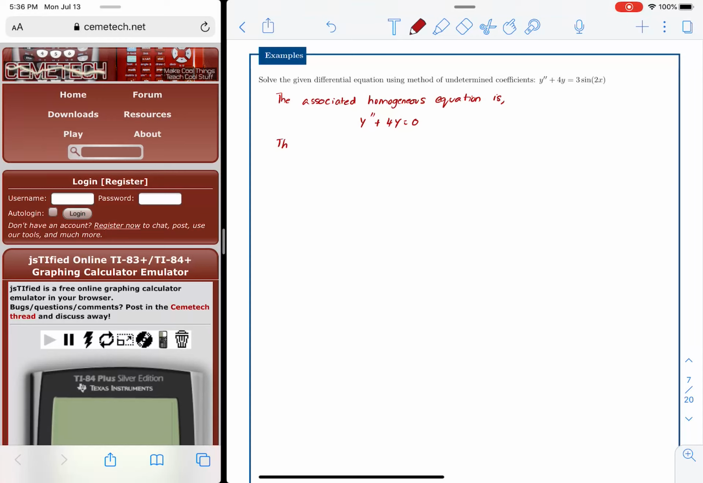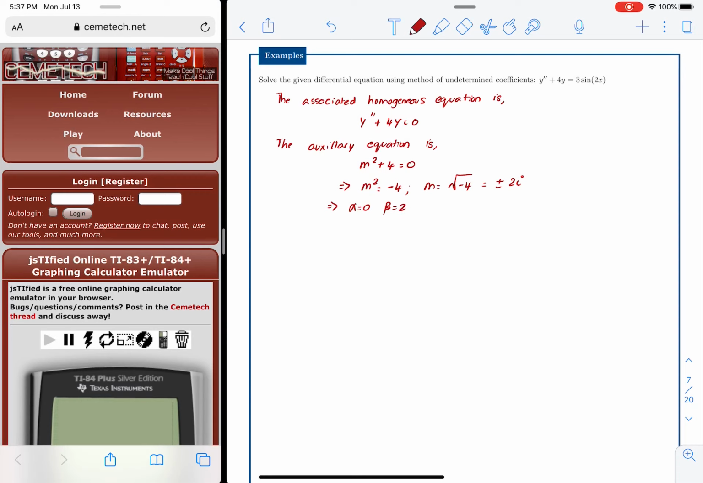So the auxiliary equation is m squared plus 4 equals 0. And that is a quadratic equation, and we could find its solution easily. This would imply m squared equals minus 4. M would be square root of minus 4. That is simply plus or minus 2i, which would imply alpha is 0 and beta is 2.